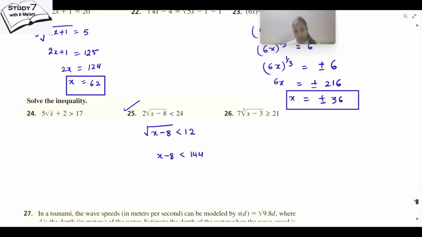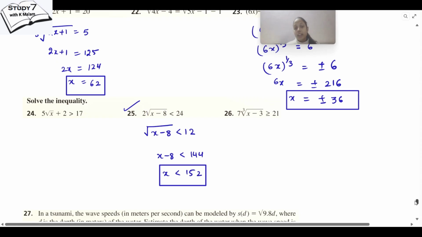Now add 8, x is less than 152. But there is a restriction in this. I can't put any number less than 8. So the total answer is x lies between 8 to 152. Okay.